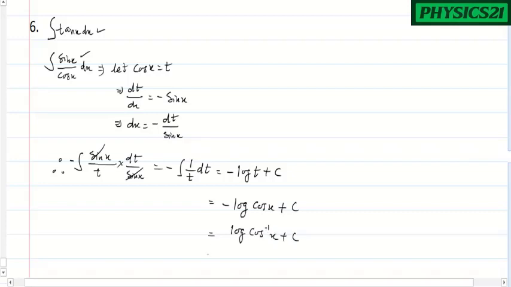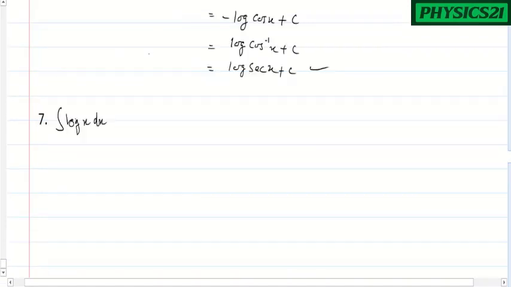Now cos to the power minus 1 means 1 by cos x, that will be sec x. In place of cos inverse x, we can write sec x plus c. That will be the integral coefficient of tan x. In the next question, we will integrate log x with respect to x.